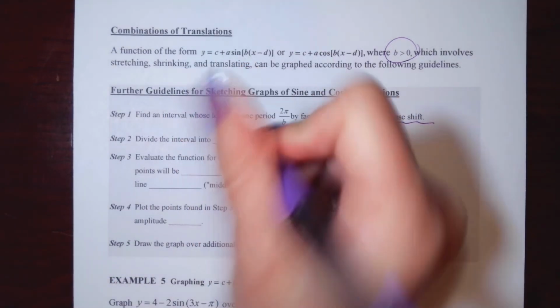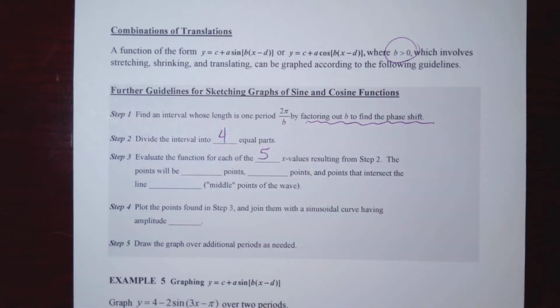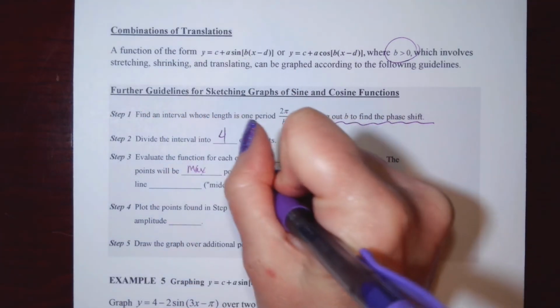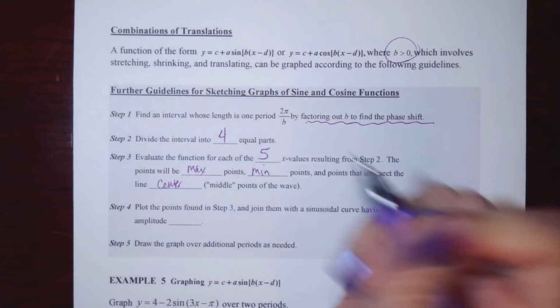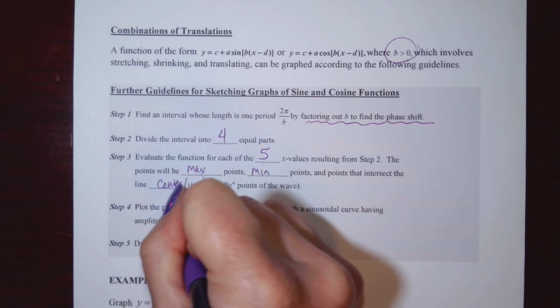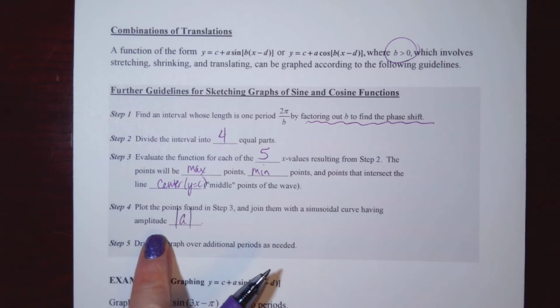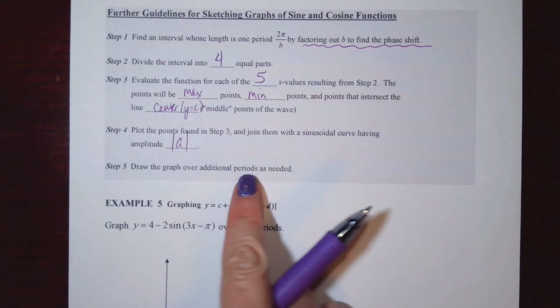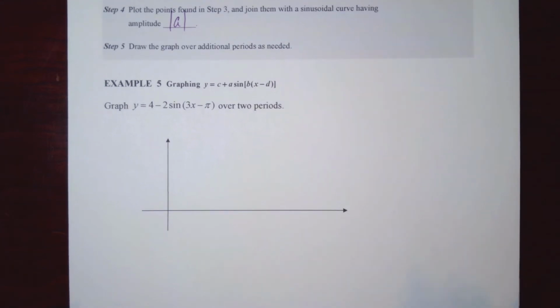divide the interval into 4 equal parts, evaluate the function for each of the 5 major points. Those points are our maximum, minimum, and those that intersect the center line, whatever c is, y equals c. Plot those points with a curve with an amplitude of a, whatever the absolute value of a is. Remember, if a is negative, that's not my amplitude. That tells me I'm reflecting. And then I do as many periods as I need to do. If it asks me for 1 or 2 periods, I don't think it's ever going to ask you for more than 2 periods or cycles of your function.